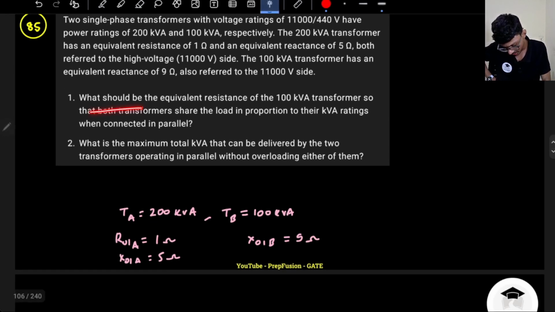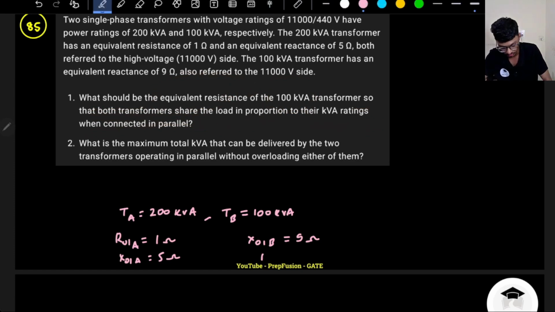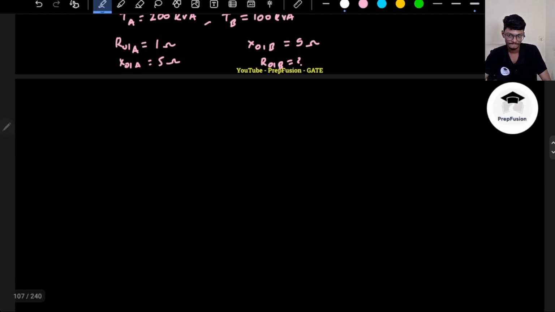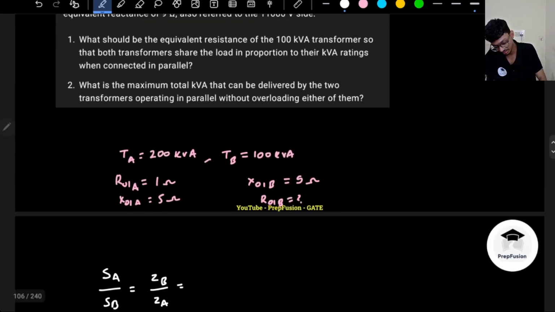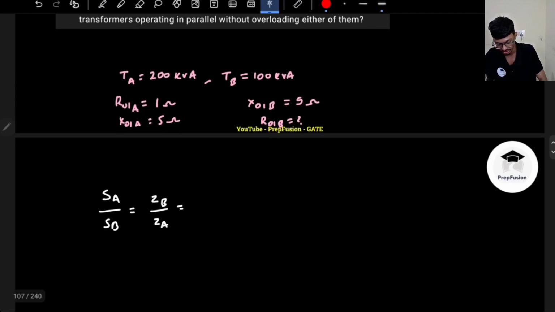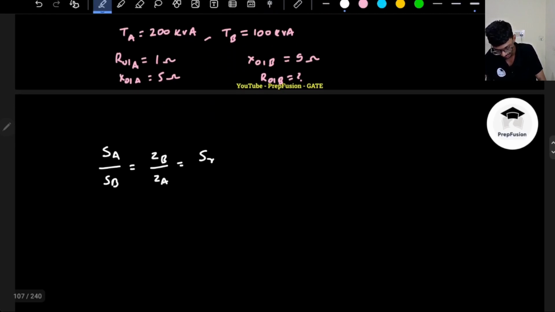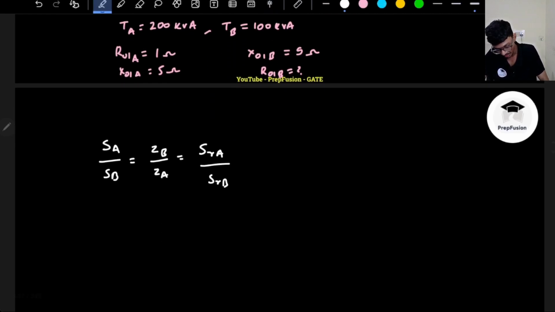Now what is the question? What should be the equivalent resistance of the 100 kVA transformer so that both transformers share load in proportion to their kVA ratings? What should be the RO1B value? If you remember, we had this sharing condition: SA upon SB is equal to ZB upon ZA, inversely proportional. Now they are asking me they should share proportional to their kVA ratings, so this should be equal to SRA divided by SRB. From here I can find out the condition.